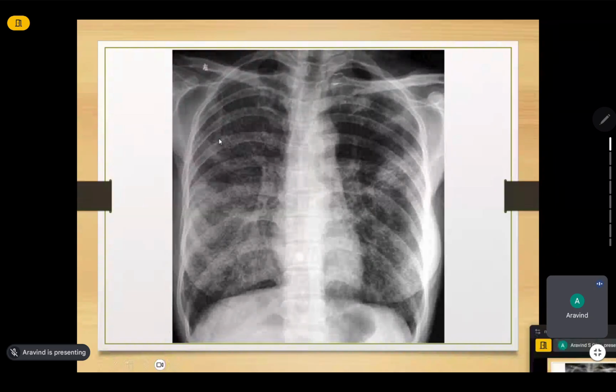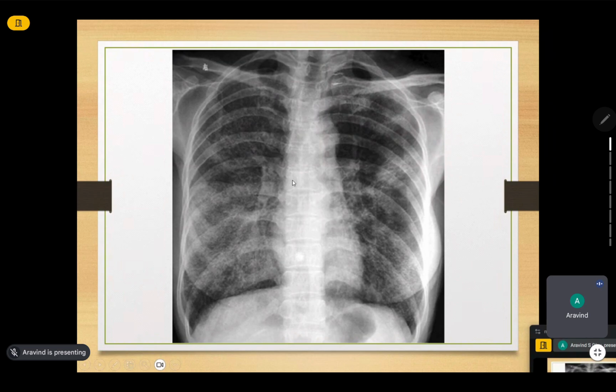And in this X-ray, you are able to see the lung field vascular markings, but it is as if you are seeing through a glass. You can see the lung fields, you can see the ribs, and you can also appreciate the lung field vascular markings, but still it appears as if you are looking through frosted glass. So this is called ground glass opacity.